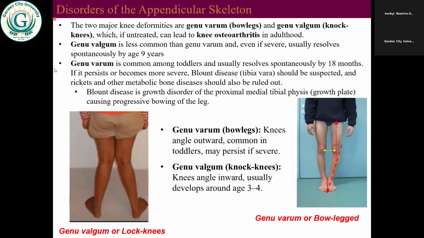The genu varus and the genu valgus. So this is genu varus, leg. Which one? This is a bow leg, and this is what? The knock knees. Okay.